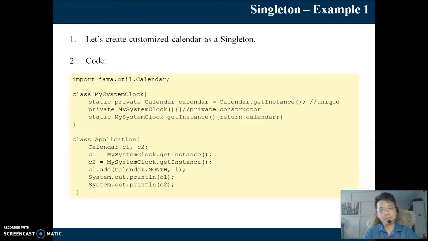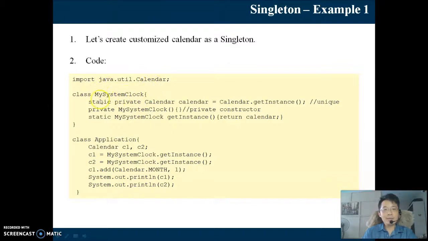Remember SOLID design principle, whereby we should not modify classes, we should extend them. So in this example, we have imported the calendar class. We have two classes, MySystemClock and Application class. MySystemClock is a singleton. It is a singleton not because of its name, but the way we design the content of the class. Application class is a user class, whereby it will be creating calendar objects by using both SystemClock and calendar.